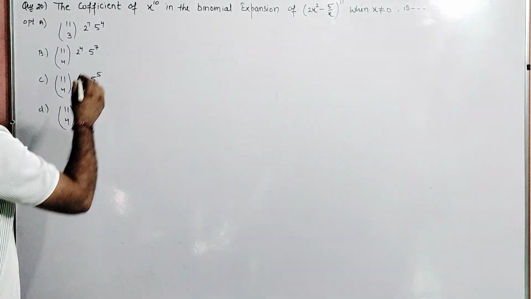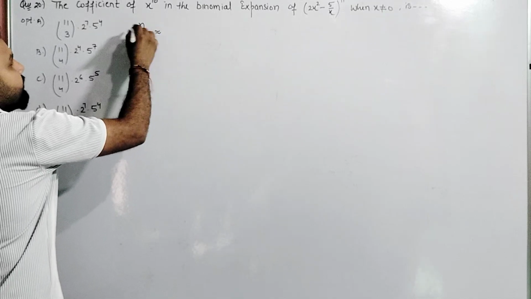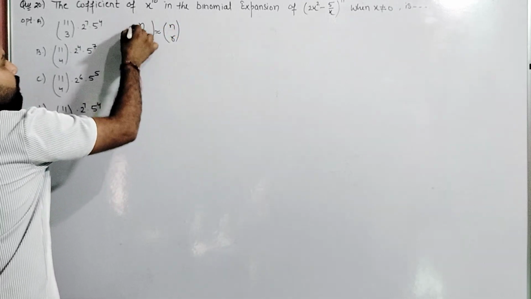Student, nCr is equivalent. This can be written as n and r. These both the things are same.